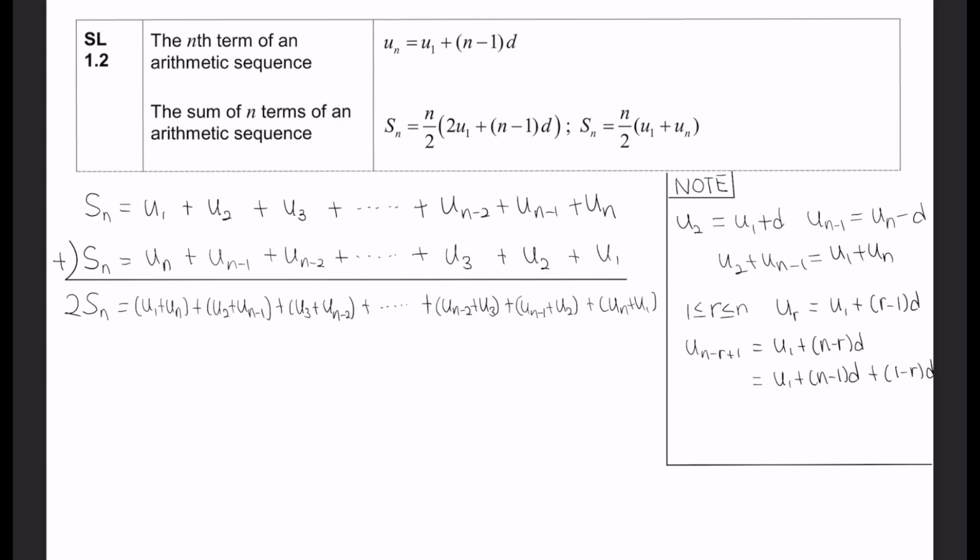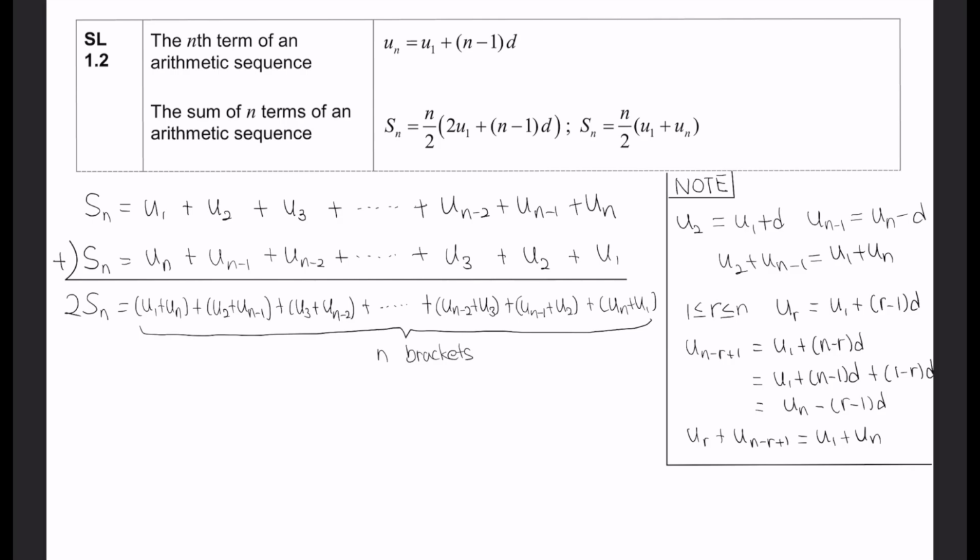And since u1 plus (n minus 1)d is equal to un by the nth term of an arithmetic sequence formula, we get that un minus r plus 1 equals un minus (r minus 1)d. If we now add ur with un minus r plus 1, we get u1 plus un. So all these brackets are equal to u1 plus un, and since we have a total of n brackets, we get that 2Sn equals (u1 plus un) times n. If we divide by 2 on both sides, we get Sn equals n over 2 times (u1 plus un).